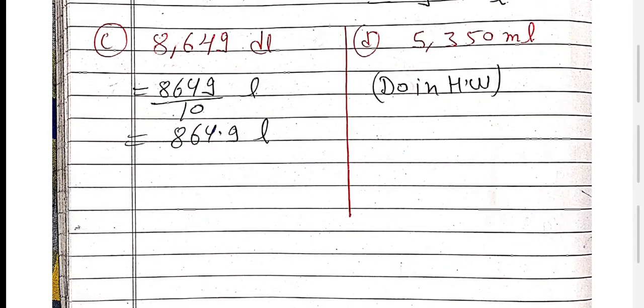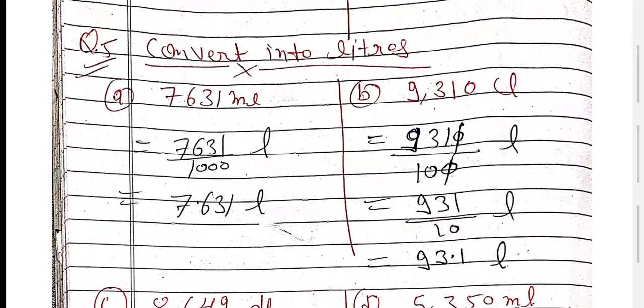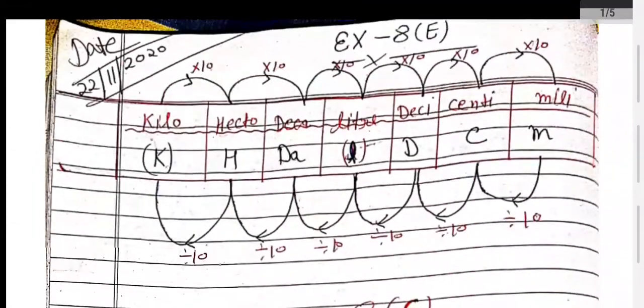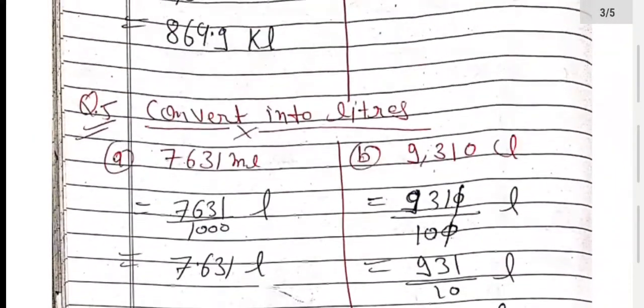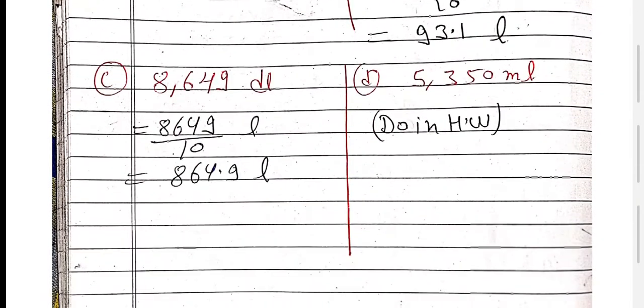Come on C part. C part is 8649 deciliter. So it is a deciliter, and you convert into liter. Now just see here, table, deci into liter. Only one step you have to move. So divide by only what? 10. When you convert deciliter into liter, it will divide by 10. 10 means put the decimal after one place from the back side. So your answer will become 864.9 liter. Similarly, D part you have to do by yourself in homework.